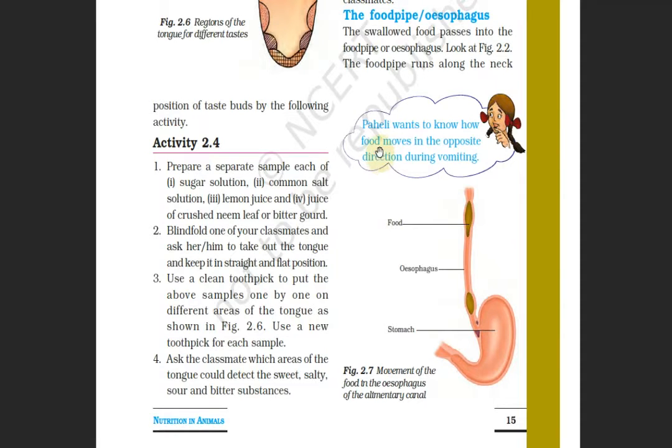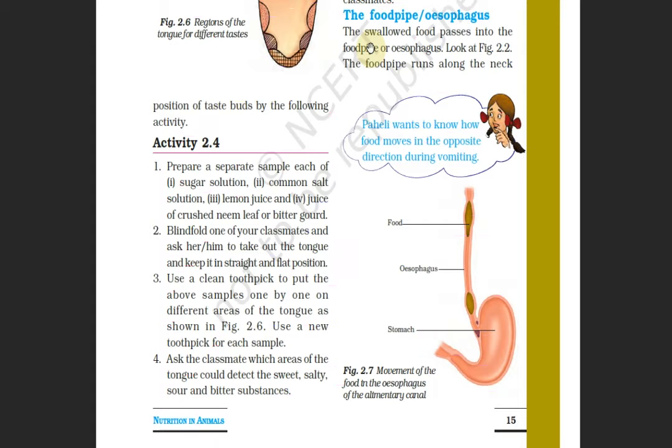Good morning, students. Till now, we have studied how in the buccal cavity the secretion of saliva turns the starch present in the food into maltose, or the complex carbohydrate converts into a simple sugar. Okay, so now we'll be studying about the food pipe or the esophagus.